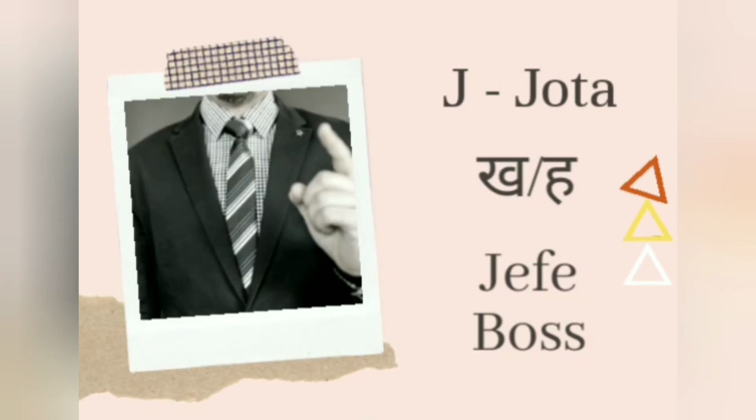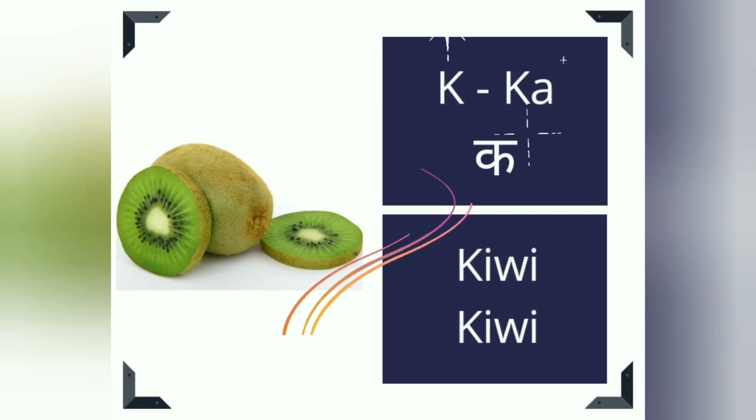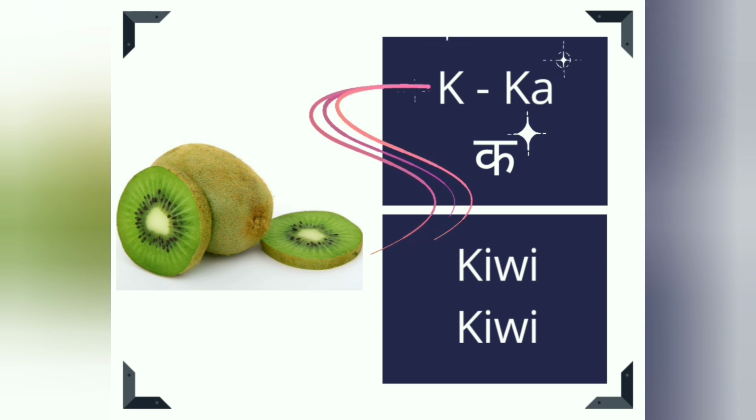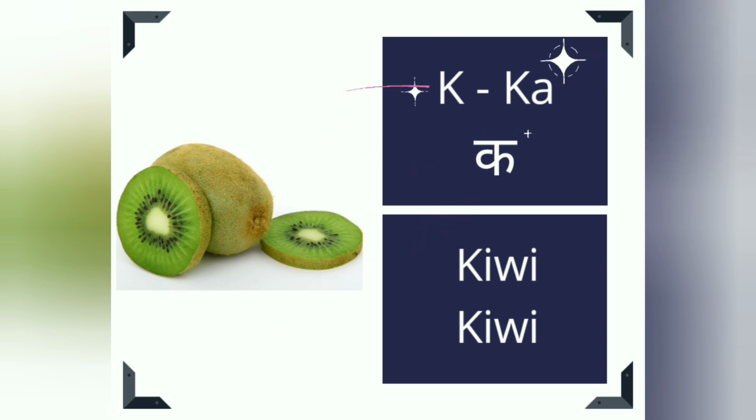J in Spanish is kota. We read it as K, as in cafe. Cafe means boss. K in Spanish is ka. We read it as ka, as in kiwi. Kiwi in Spanish is kiwi.